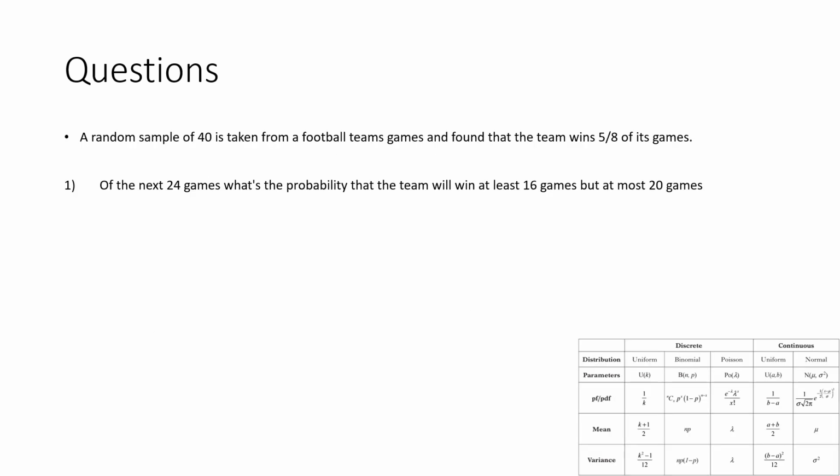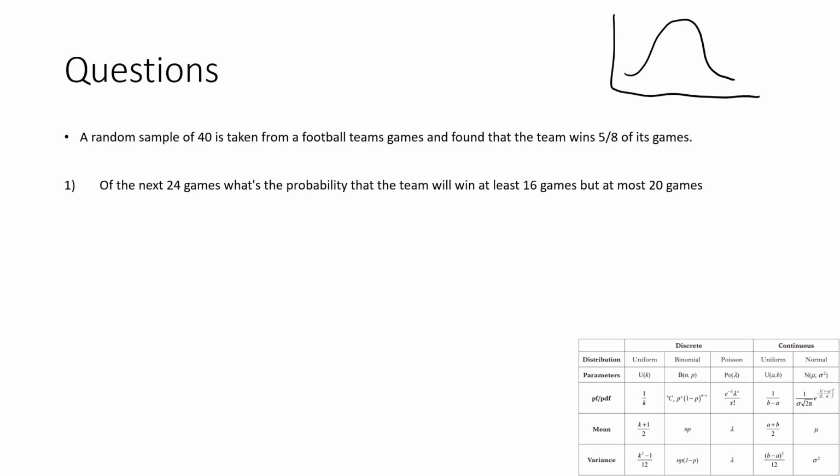Let's do this final question. The question is a lot smaller because we need a lot of space. It's a slightly tricky question. Of the next 24 games, what's the probability that the team will win at least 16 games, but at most 20 games? What I like to do here is draw this normal distribution to get an idea of what this question is asking me for.